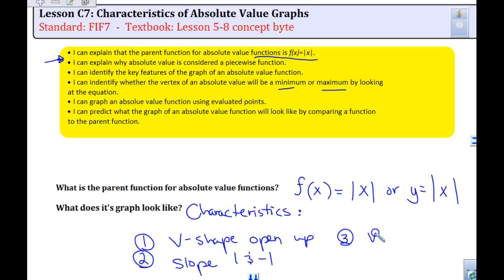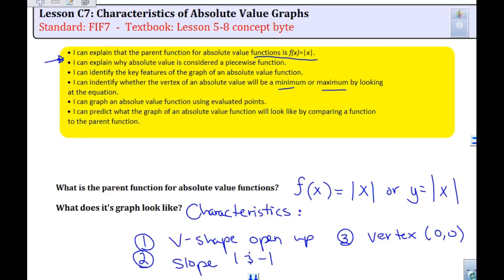Vertex. The vertex. We needed to know our vertex, and in the parent function, our vertex was the origin, always 0, 0, right? So vertex was 0, 0. It's V-shaped going up. Slopes are 1 and negative 1, right? Those are the key characteristics of this parent function. So it's a V, slopes 1 and negative 1, vertex at 0, 0, okay?